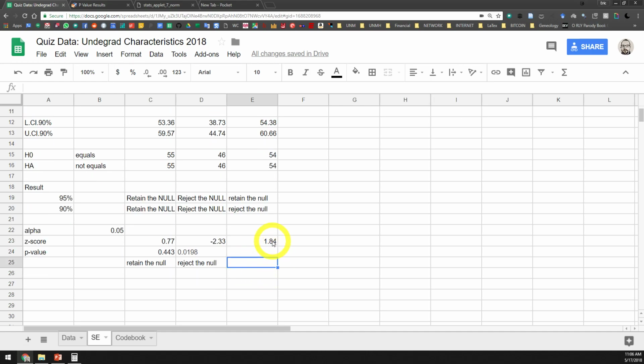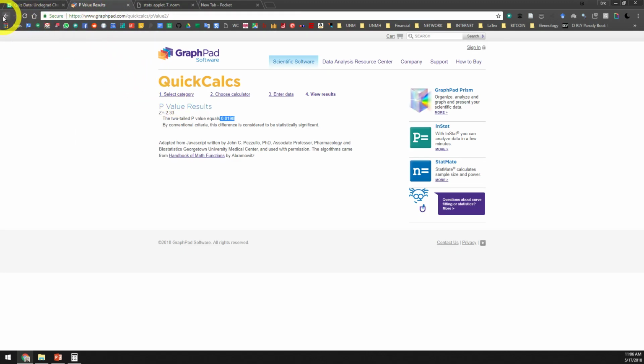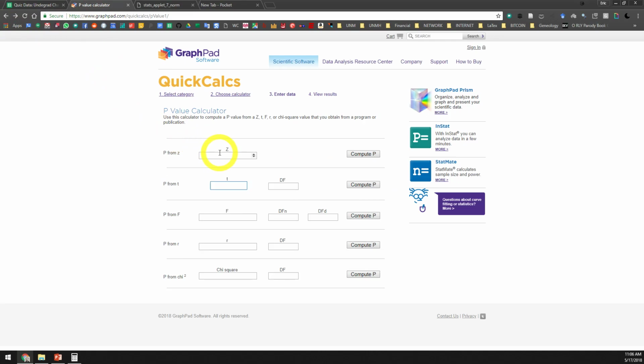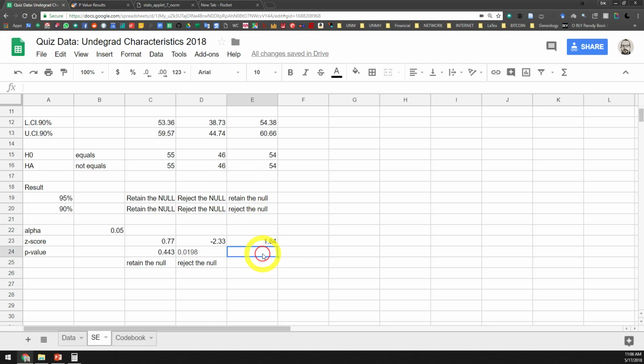All right. So finally, for this last one, 1.84, let's go back over to our calculator. We'll put 1.84 in here and say compute P. We get a p-value of 0.0658, almost below but not quite. So we'll put that in here, and that is just above the 0.05, so we're going to retain the null, or reject the alternative hypothesis.